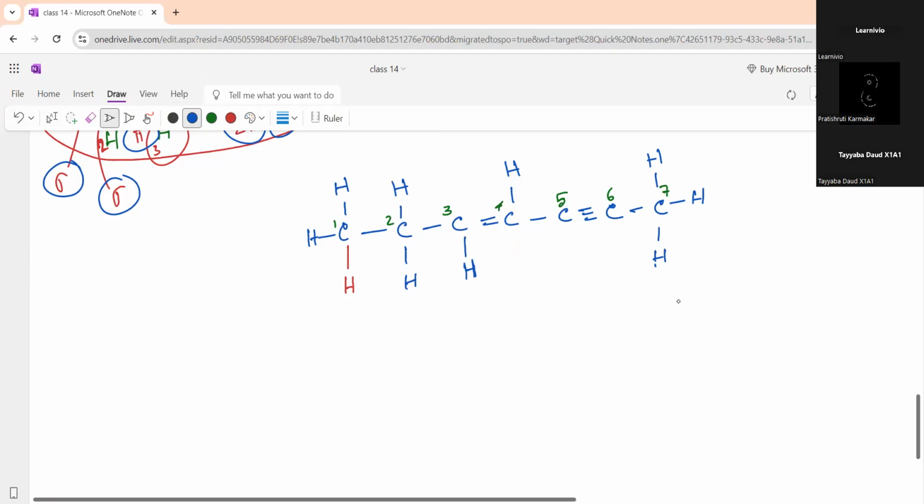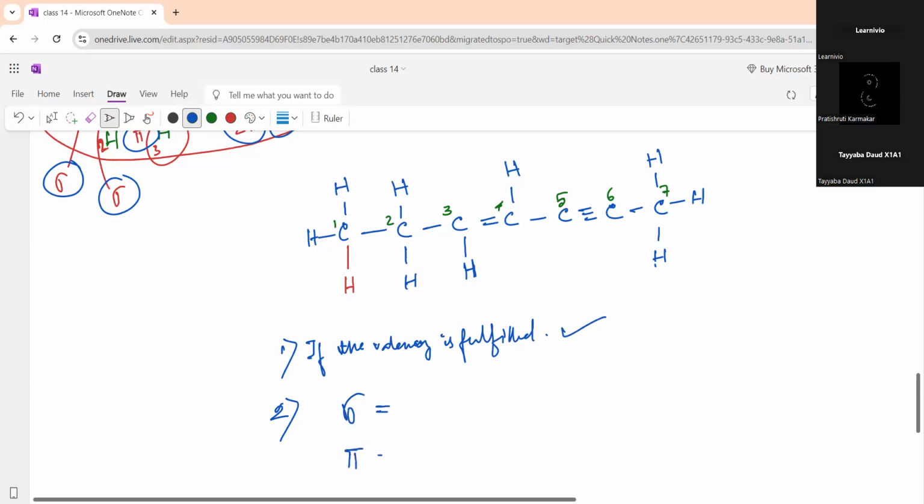And now you tell me. The first question was whether the valency is fulfilled, and we solved it, right? Yes, absolutely correct. Now you have to tell me how many sigma bonds and how many pi bonds are there in the whole molecule.